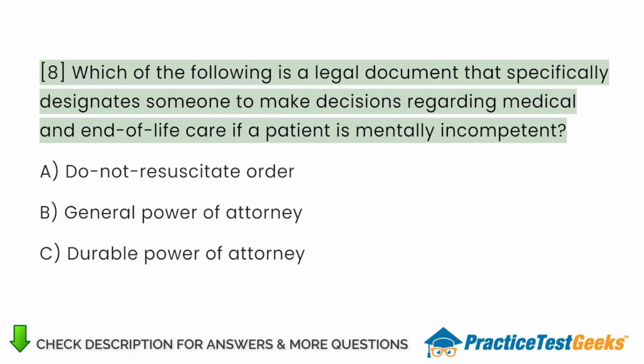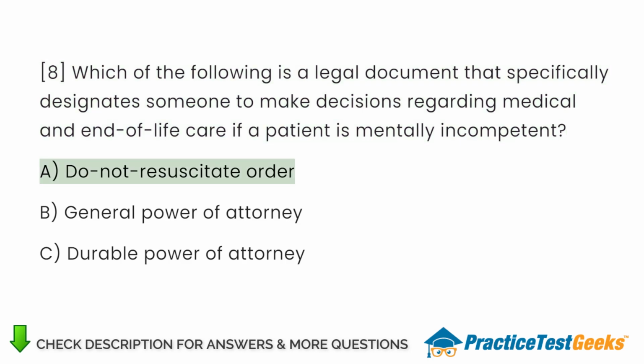Which of the following is a legal document that specifically designates someone to make decisions regarding medical and end-of-life care if a patient is mentally incompetent? A. Do not resuscitate order. B. General power of attorney. C. Durable power of attorney.